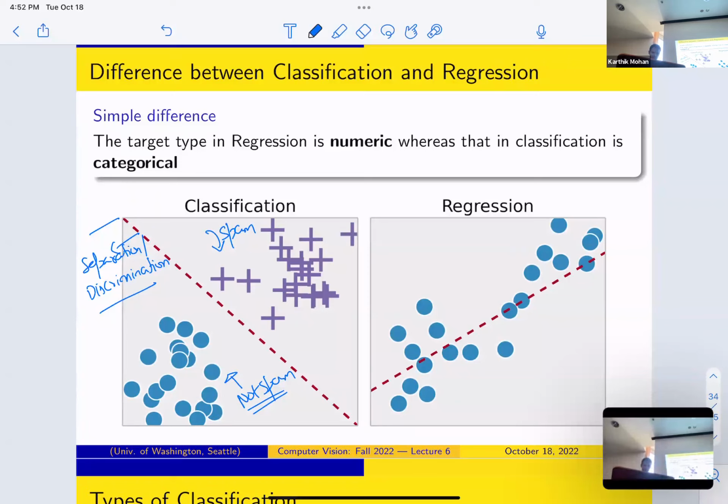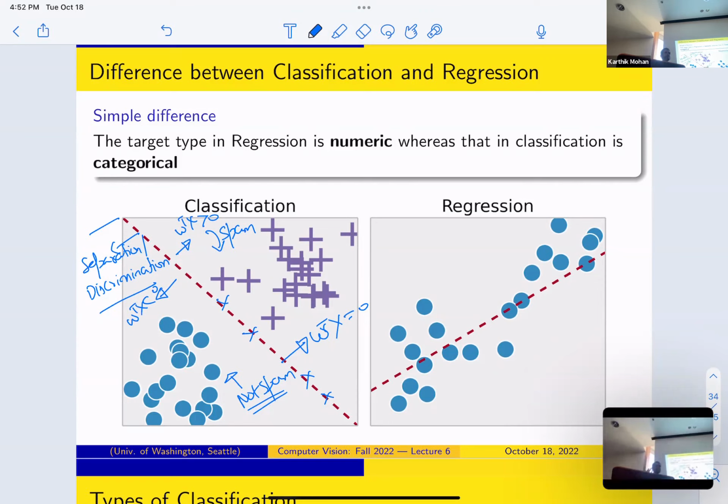So the hyperplane is described by W transpose X. Let's say it's W transpose X equals 0. Any point on the hyperplane has W transpose X equals 0, right? But as soon as I move a little bit to this side, W transpose X is greater than 0. And as soon as I move a little bit to this side, W transpose X is negative. But I need to know what W is.